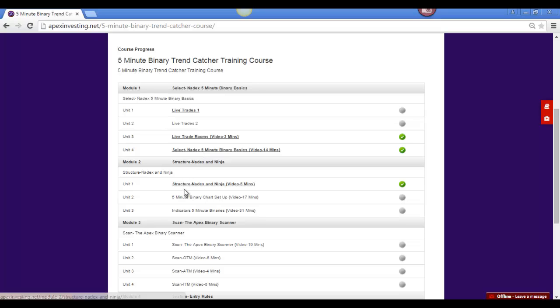Right here, structure, Nadex, Ninja. We show you how to set up NinjaTrader. NinjaTrader is that charting system I just showed you. It's free. We show you how to get live data, not online random charts. This is actual live data of the underlying itself for futures. We show you how to get it all for free. I walk you through on some of these training videos literally how to set it up. I show you on my computer. I'm clicking the link for NinjaTrader. I download NinjaTrader. I click the link for data. I show you exactly what to do.